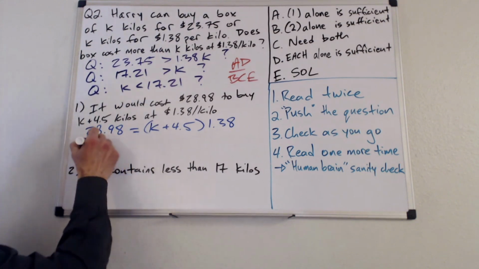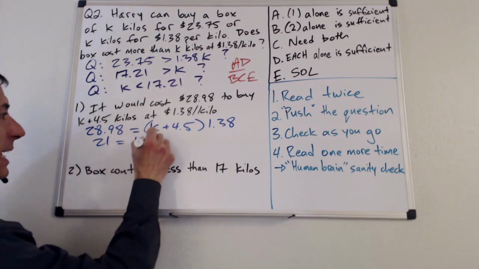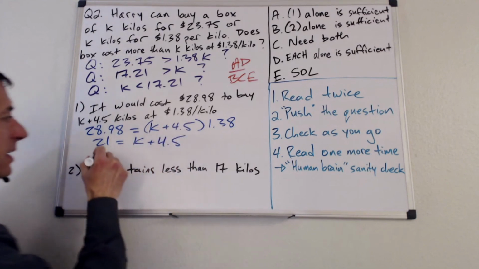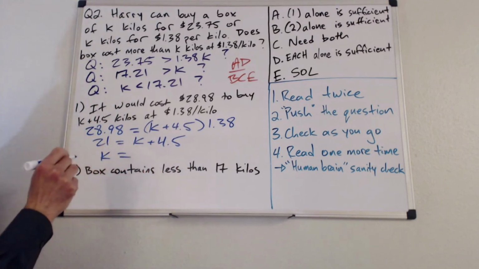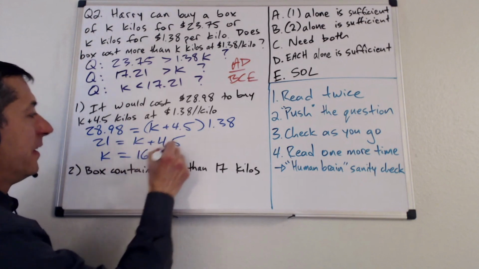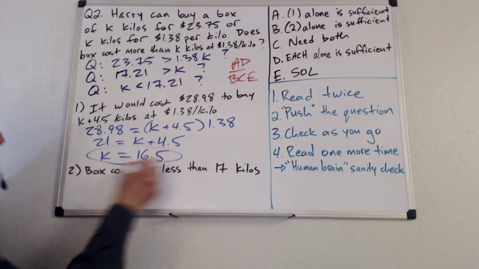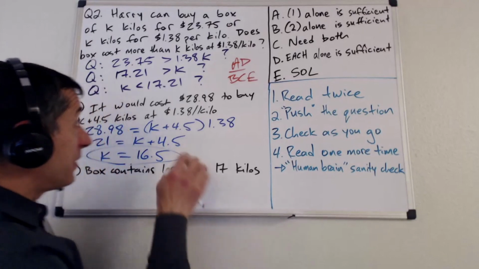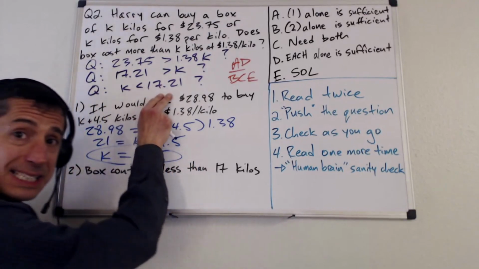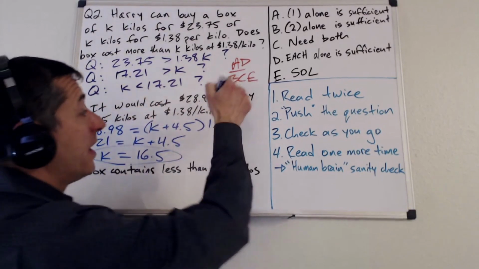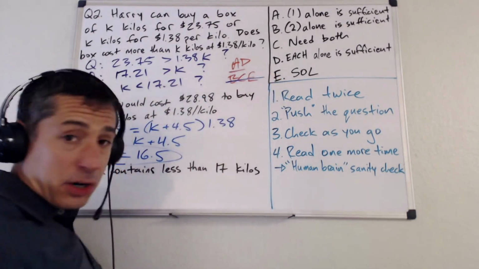Turns out that we get 21 is equal to K plus 4.5. So K here is going to be equal to 16.5. Nice and straightforward, exactly what you want. You get an exact value for K. Life is beautiful. That value happens to be less than 17.21. Awesome. Statement 1 is sufficient. I can cross out BCE.